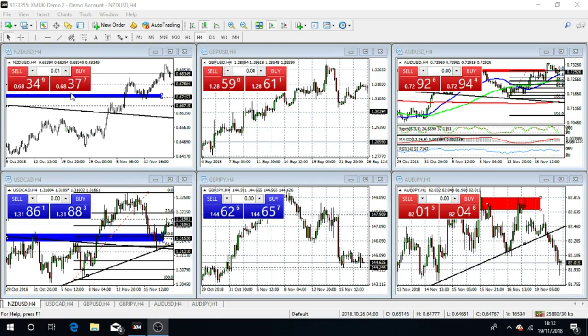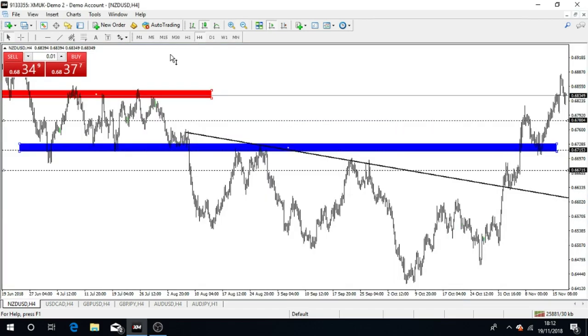Now the first pair I'd like to have a look at is NZD/USD. This is a trade that we did place last week and we did hit take profit. This trade was for a 1 to 1.5 risk to reward ratio. We have our entry point set at 0.6715, our stop loss set at 0.6671, and our take profit set at 0.6780.